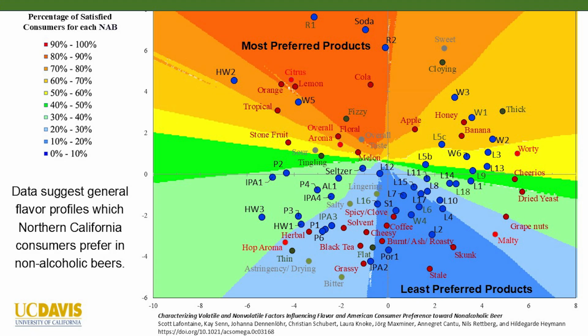And in the lower portion of the PCA space, you can see that there's hop aroma, black tea, grainy. In the lower right, there's some off flavors, skunky, kind of this malty, grape nut, kind of oxidized character.